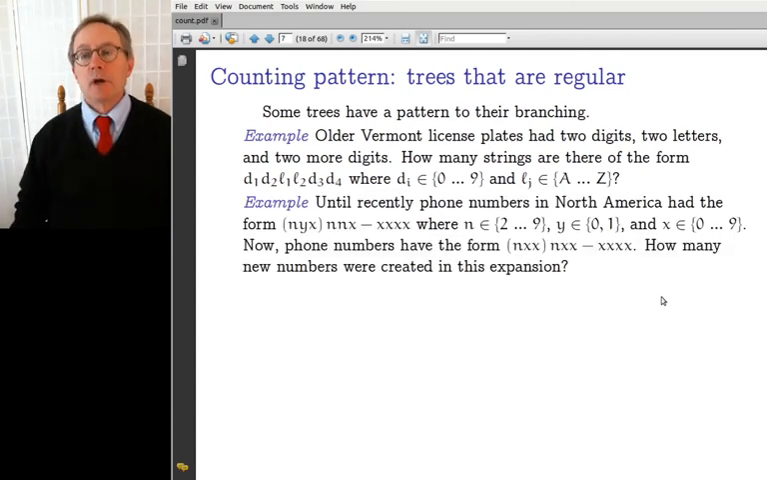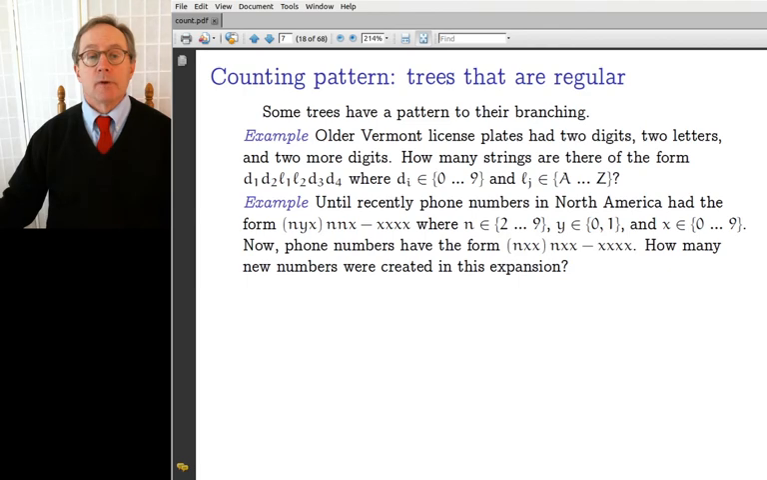Till recently, phone numbers in North America had the form NYX, NNN, XXX, where N is a digit between 2 and 9, Y is a 0 or a 1, and X is between 0 and 9. And now phone numbers have the form NXX, NXX, XXXX. How many new numbers were created in the expansion? So the question basically asks you to calculate how many phone numbers there are of this form, and how many phone numbers there are of the new form, and do the subtraction.